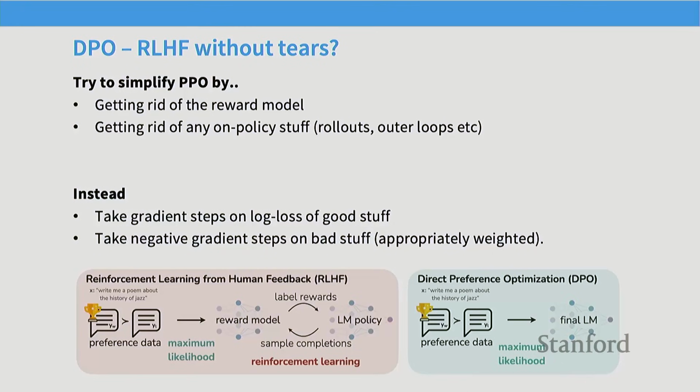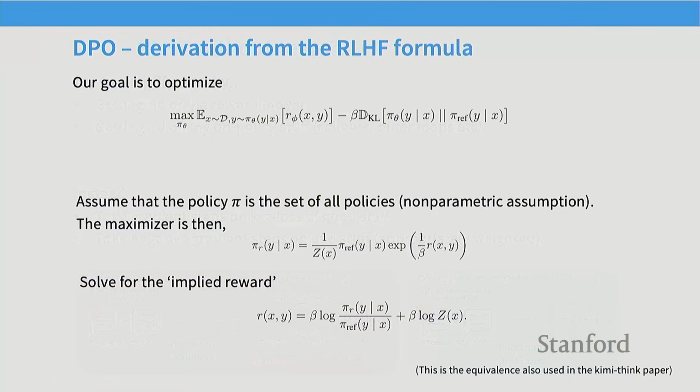And I think the reason why it caught on as much as it did was because it removed a lot of the complexity of PPO and worked relatively well. You get rid of the reward model that exists in PPO, which is used to calculate the advantage. We get rid of any of the on-policy stuff, like the importance ratio thing that I was talking about. You just get rid of all of those. Instead, we go back to the basics. We take gradient steps on the log loss of good things, and then we take negative gradient steps on log losses of bad stuff, right? We go back to very simple basic things. And the last part of what I want to talk about today is just deriving the DPO formula.